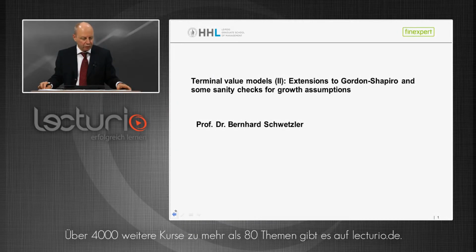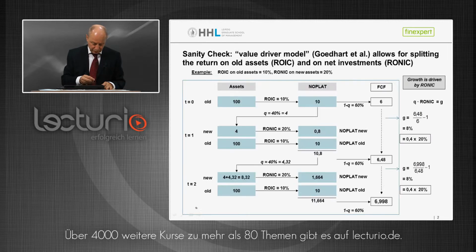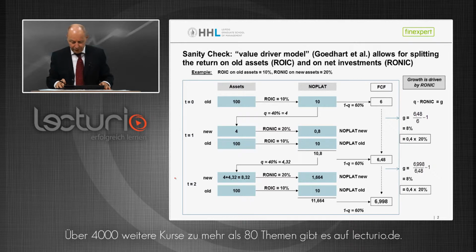This is part 2 of our tutorial about terminal value calculations in corporate valuation. In part 1, we have introduced the famous Gordon-Shapiro model. In part 2, I would like to show you an extension of this Gordon-Shapiro model and some sanity checks that prove to be very helpful for finding reasonable growth assumptions for the terminal value calculation. Okay, so let's start by looking at the extension.